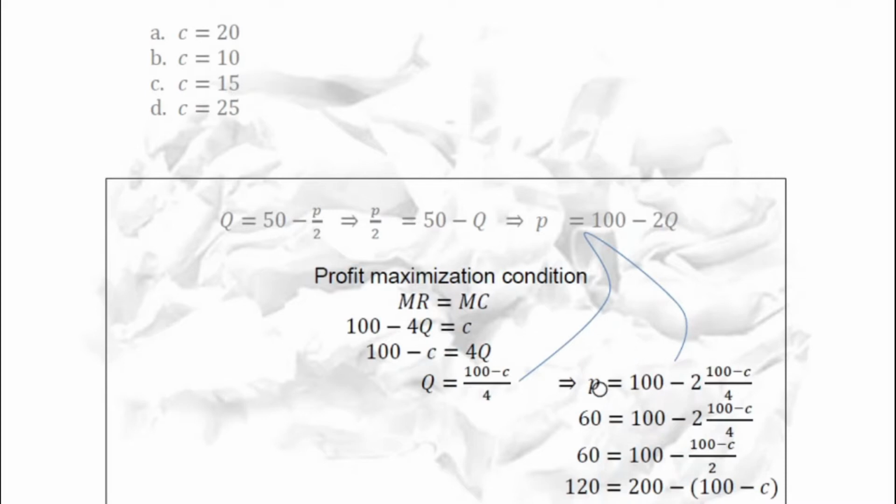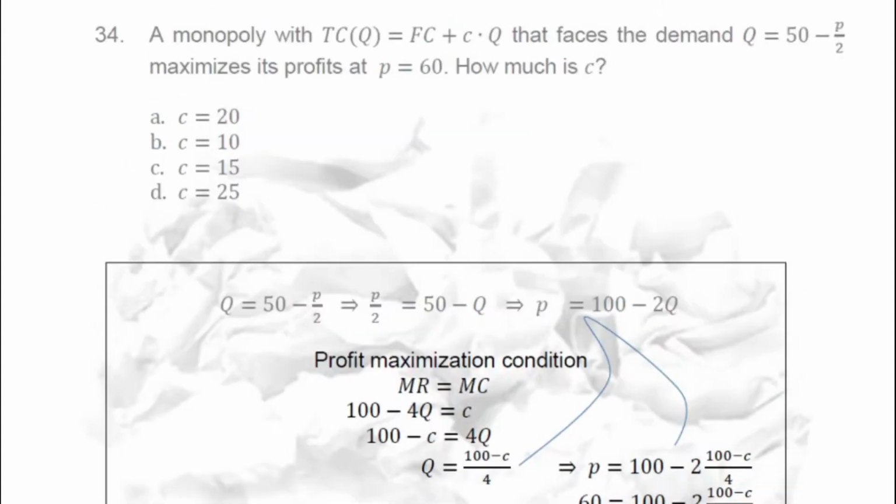We do the appropriate calculations to isolate C. For example, we simplify the 2 with the 4, 100 minus C divided by 2. Then we multiply everything by 2. We have 120 equal to 200 minus 100 minus C, and C on the right hand side is equal to 100 minus 200 plus 100, that's 20. So this is the correct one. Perfect.